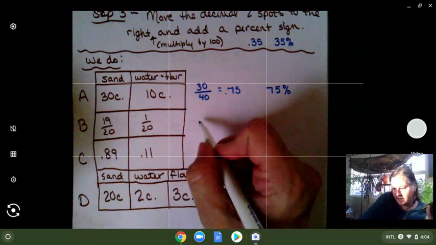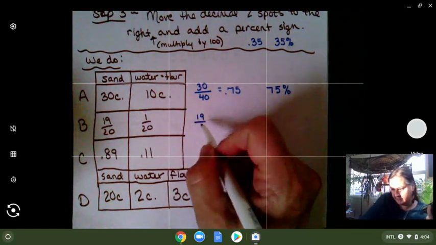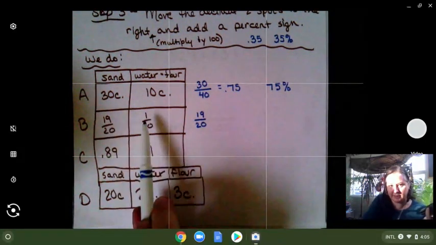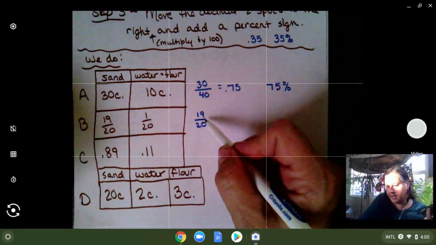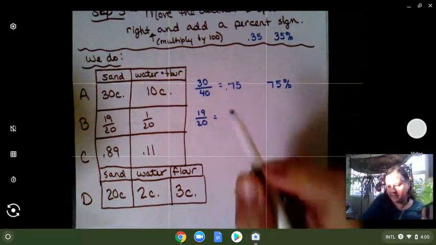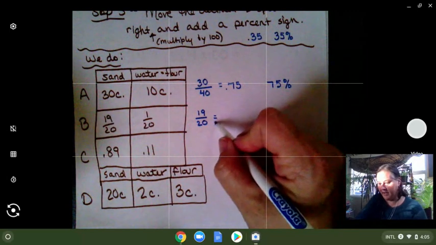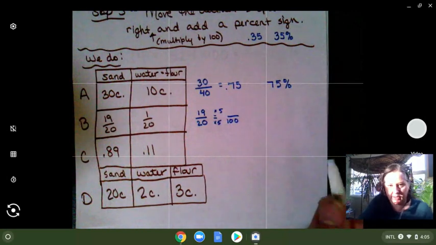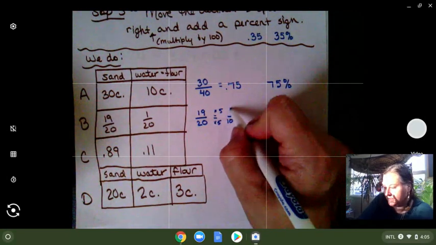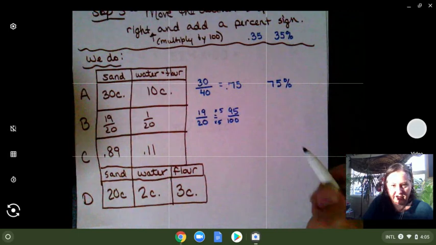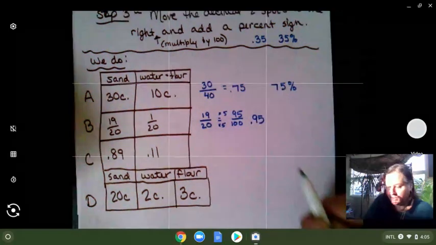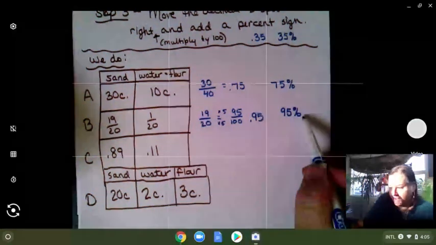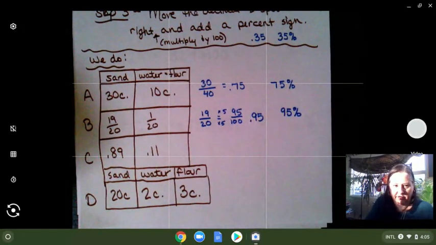Okay? All right, so this one, we have 19/20ths of sand, and we have 1/20th of water and flour. So we're going to take our 19/20ths. There's 20 total parts, right? 19 plus 1 is 20. So we're going to take our 19/20ths and turn that into a decimal. So you could multiply by 5 because 20 times 5 is going to be 100. That's kind of an easy one I don't even need my calculator for. 19 times 5 is 95. And then I have 95/100ths, which I can easily make into a decimal. Or I can also make it into a percent because 95% means 95 out of 100.